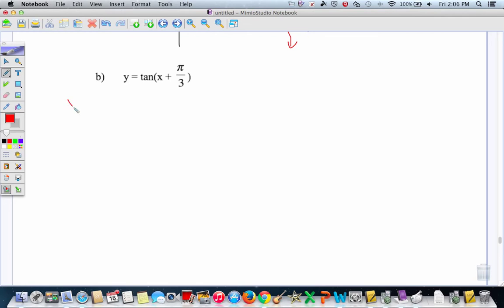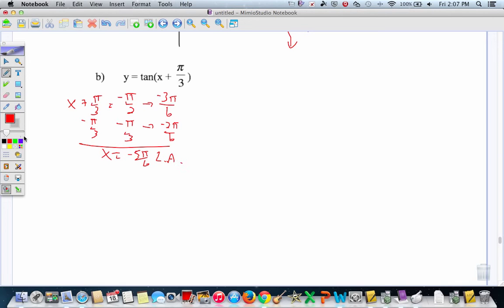We move on, y equals tangent of x plus pi over 3. We'll have a little bit of shifting going on here, so x plus pi over 3. The left asymptote line for tangent is at -pi over 2. I'll solve for x by subtracting pi over 3 from both sides, which means I have to have a common denominator of 6, so this would be -3 pi over 6. This would be -2 pi over 6. So x equals -5 pi over 6 is our left asymptote line, or where we're going to start our graph from.